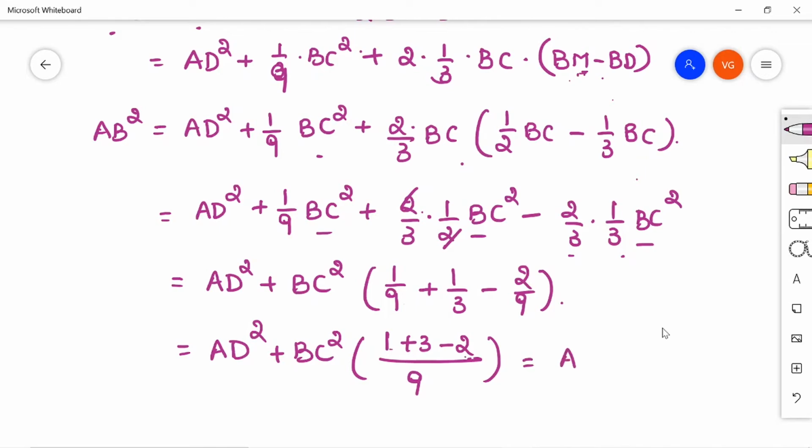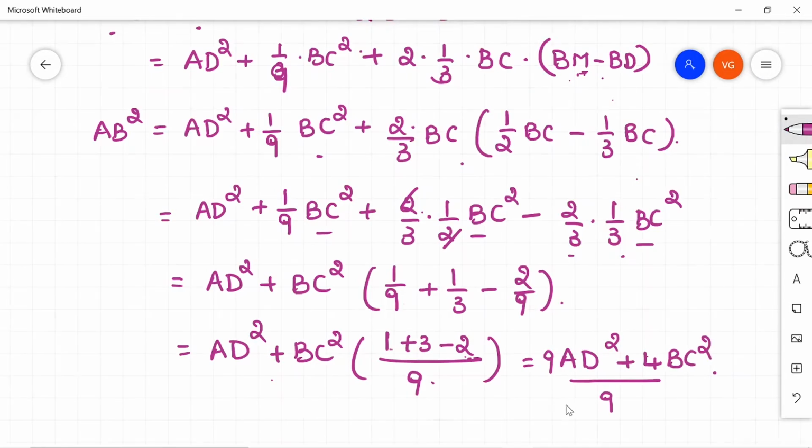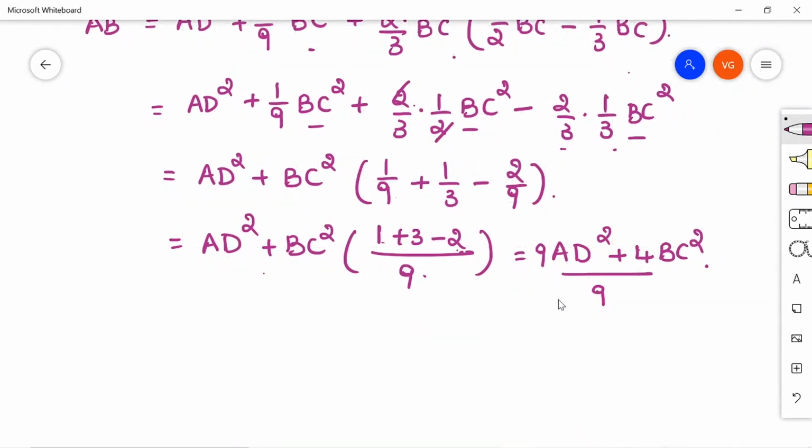So this is nothing but AD square plus BC square into 2 by 9. Again taking LCM 9, this will be 9 AD square plus 2 times BC square. Now this can be simplified more, taking the 9 to the other side, that is 9 AB square is equal to 9 AD square plus 4 minus 2, here it is 2, sorry, right?